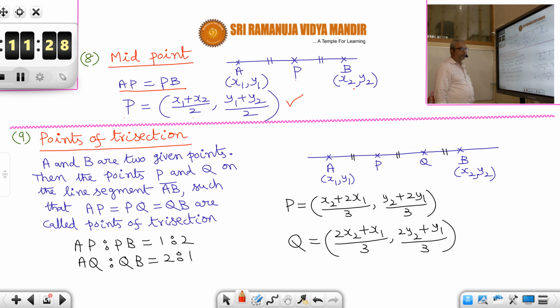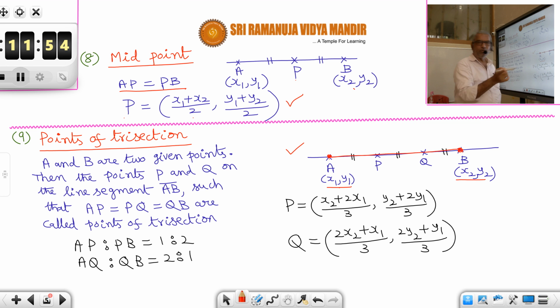Now, let us define points of trisection. What is meant by points of trisection? First, see the diagram here. I have drawn a diagram here. A and B are any 2 points. Say x1, y1 and x2, y2. Okay. So, we are joining them by means of a line segment, suppose. Line segment means from A to B only. You should not extend it actually. From A to B, that's all.